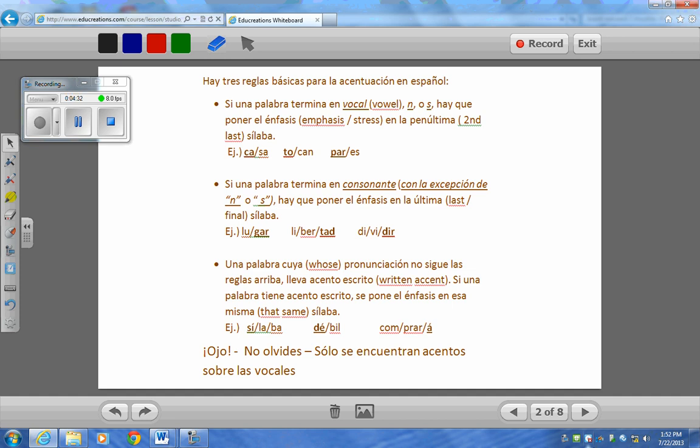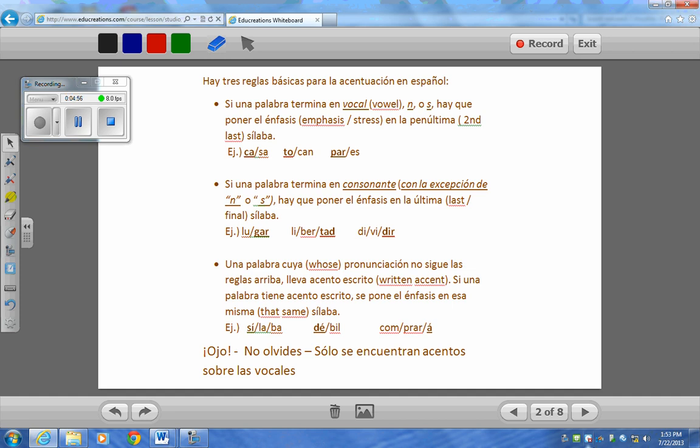Okay? Another common error I see all the time, árbol. Where do you hear the stress in árbol? Think about it. Okay? It's on the A. Well, how many of you have put a written accent on the O? It would never have an accent on the O because then it would follow the rule because it ends in a consonant. You're supposed to stress the last syllable.